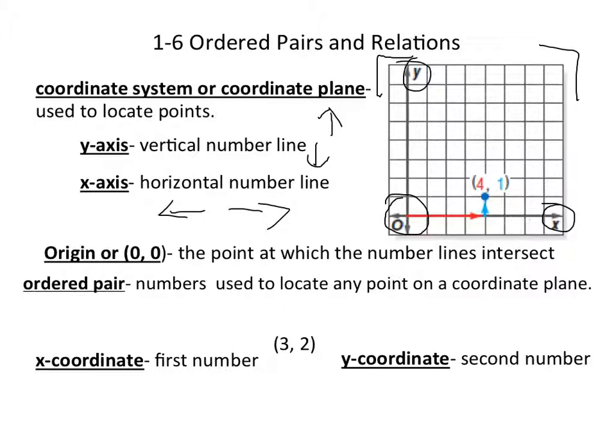The information we gather from the coordinate system or coordinate plane is called ordered pairs. They are numbers used to locate any point on a coordinate plane. You can see right here is an example of an ordered pair. We use parentheses and a comma to separate the x-coordinate, which is the first number, and the y-coordinate, which is the second. So once again, an ordered pair is written with parentheses and a comma to separate the x-coordinate, or the horizontal number, and the y-coordinate, which is the vertical number.